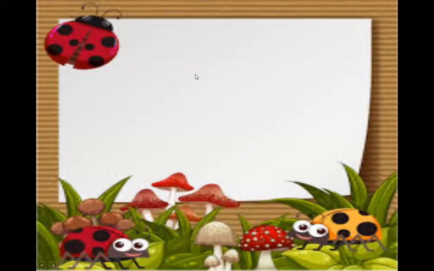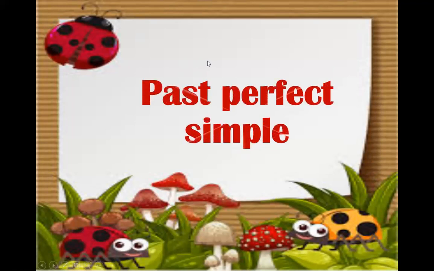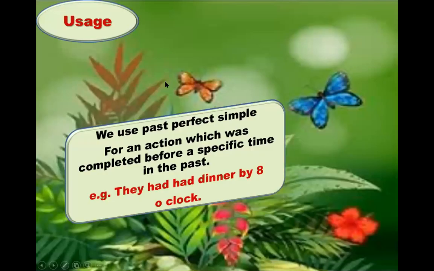Today we will describe and start our new lesson, which is the past perfect simple. What is the usage of the past perfect simple? We use it for two uses. The first one is for an action which was completed before a specific time in the past. When I'm talking about an action finished and completed before a specific or definite time in the past.